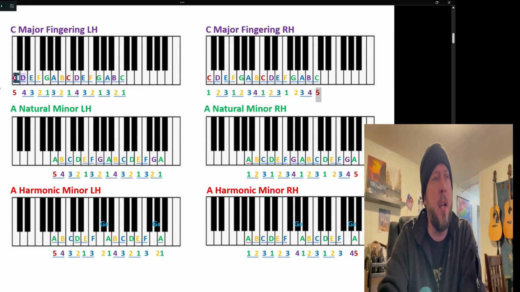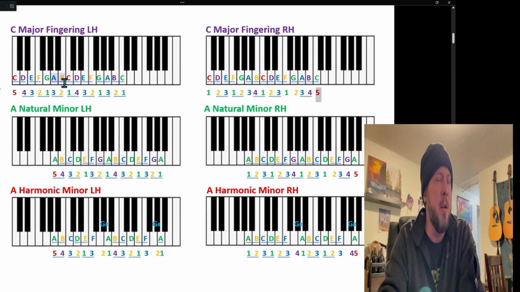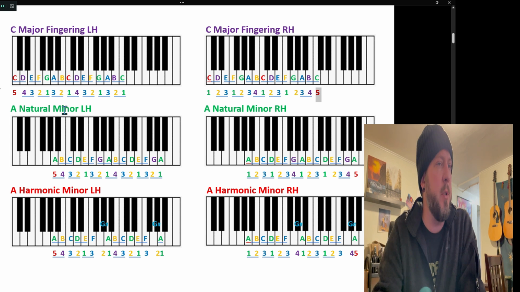Say for example, I combine a C note, a D note, a G note, and a B note. What would that sound like playing those together? C, D, G, and B. Play it together and see what it sounds like, right?